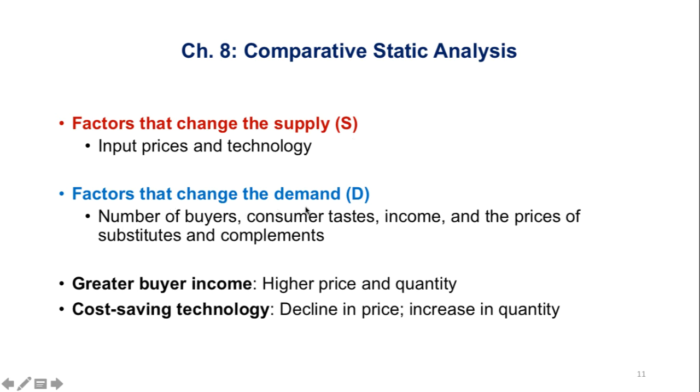The factors that change the demand would be the number of buyers, consumers' taste, income, and the prices of substitutes and complements. So, for example, when we say number of buyers, if by aging population we have increasing demand for medical care, it means that the number of buyers for medical care increases and shifts the demand to the right. Or, for example, if the consumers' taste for technology increases, say all the patients over the age of 65 are interested in having knee replacement surgery, this shifts the demand for knee replacement surgery to the right.